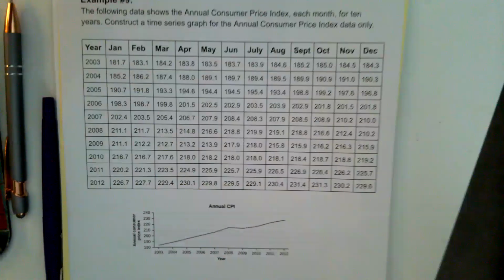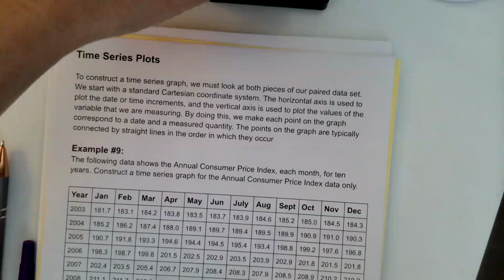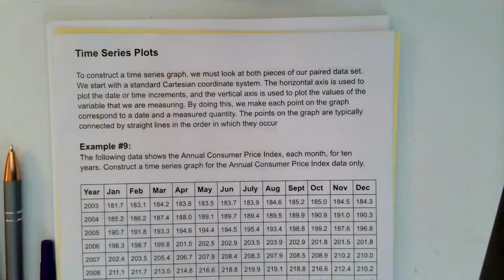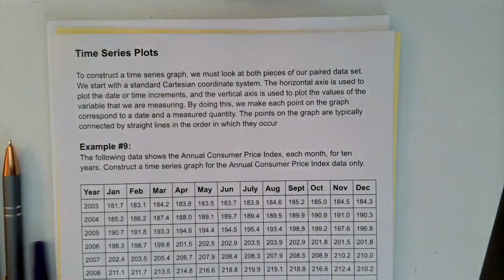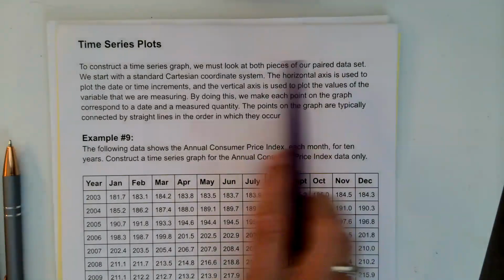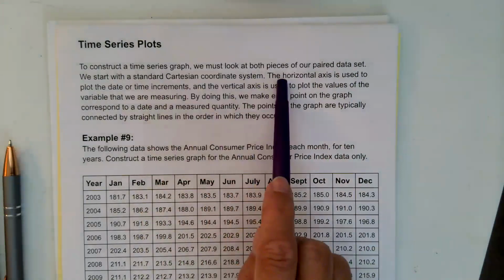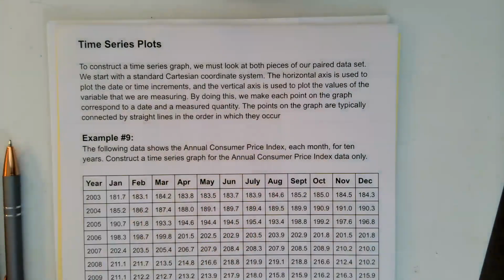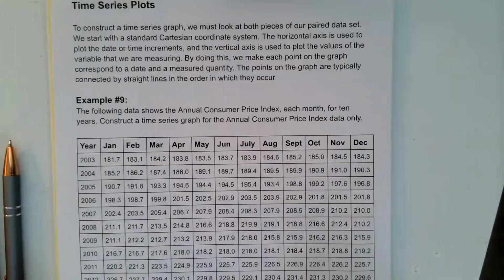Time series plots, another more like a line graph. Time series plots are unique because they are based on time, so they have to go in chronological order. So to construct a time series graph, we must look at both pieces of our paired data set. We start with the standard Cartesian coordinate system. So the horizontal axis is used to plot the date or time in increments, and the vertical axis is used to plot the values of the variable that we're measuring. So by doing this, we make each point on the graph correspond to a date and a measured quantity. The points on the graph are typically connected by straight lines in the order in which they occur.